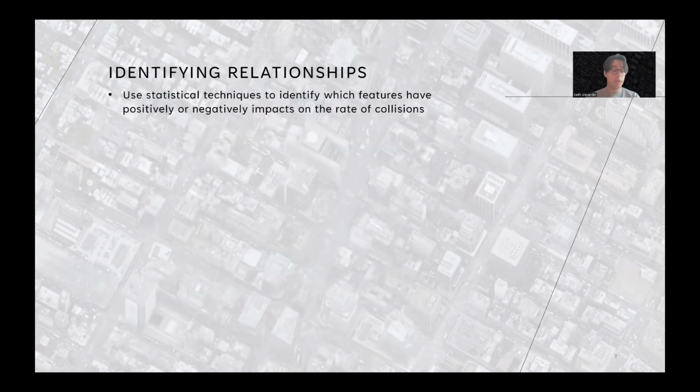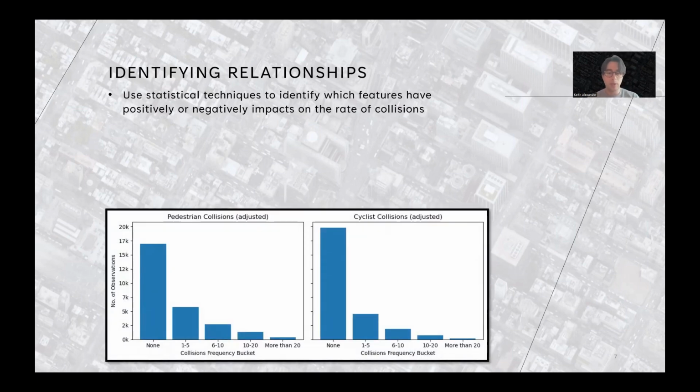Once we've trained this machine learning model and used it to extract features from all 27,000 of these images queried from Google Maps, we want to start to identify relationships, right? Which of these extracted features may be associated with higher rates of collision. To do that, we can rely on more typical statistical techniques. First, we have to think about this target variable, right?